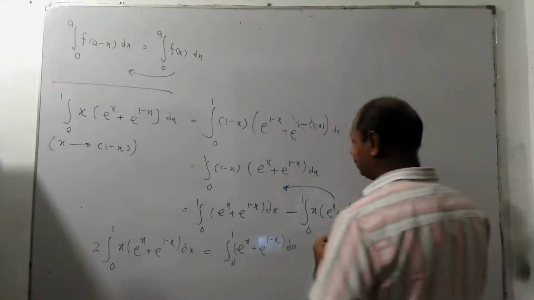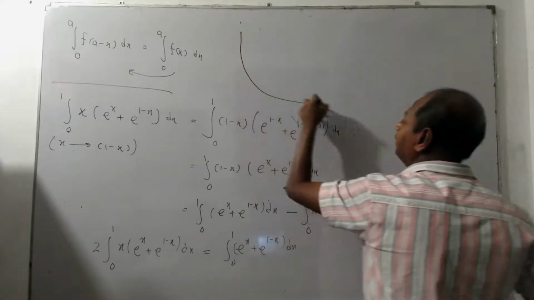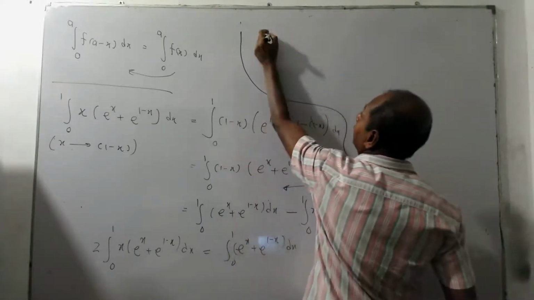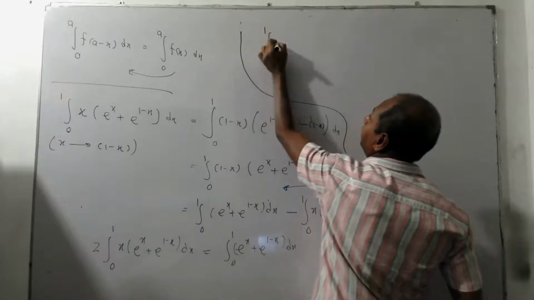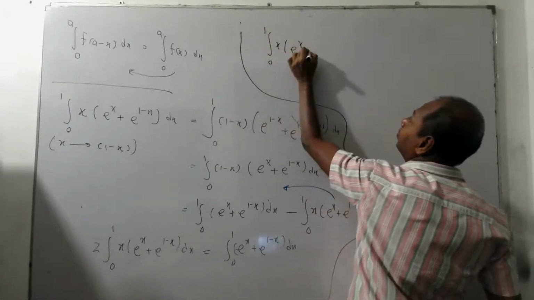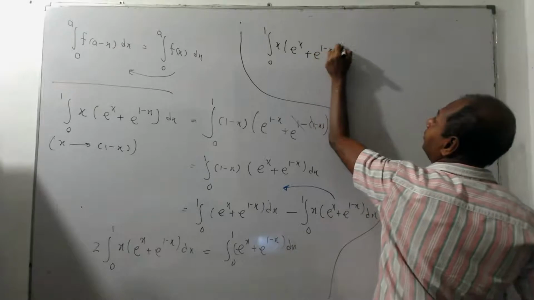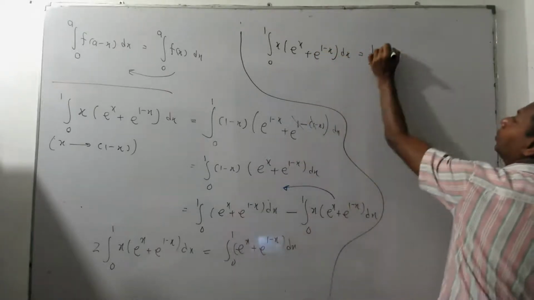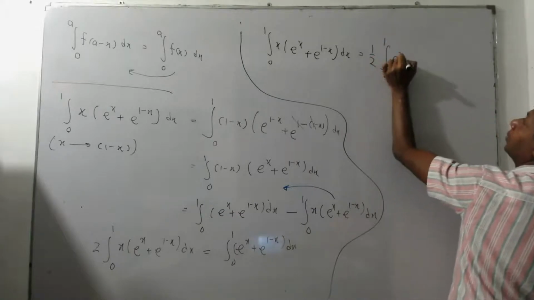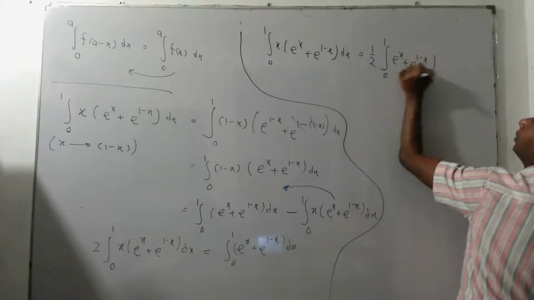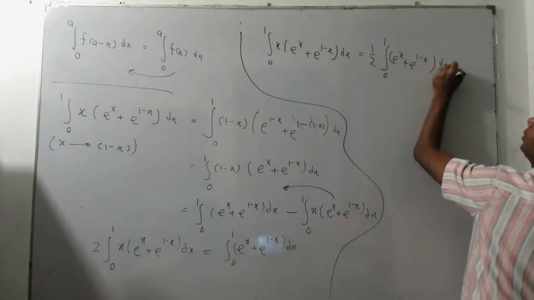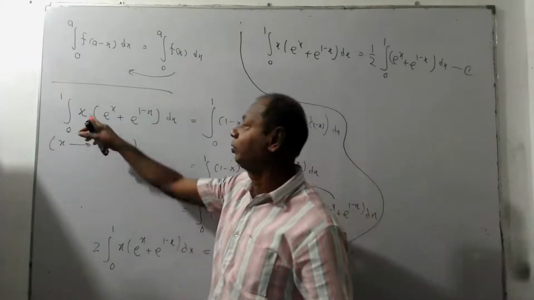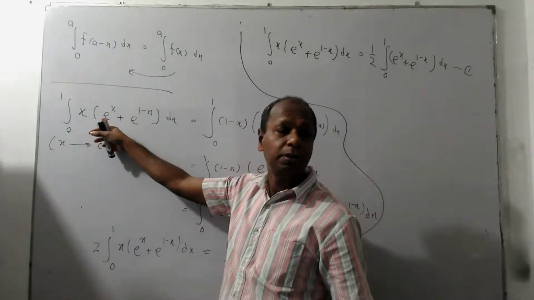So finally, dividing by 2, you get the integral from 0 to 1 of x times (e^x plus e^(1 minus x)) dx equals half of the integral from 0 to 1 of (e^x plus e^(1 minus x)) dx. Now the thing is, you can easily find this side. If you want to find the left hand side, you have to apply integration by parts.